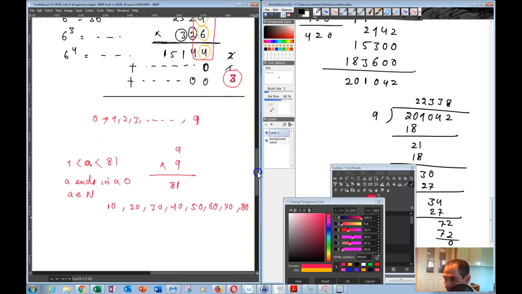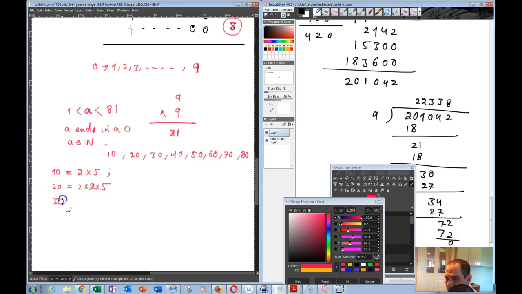So in order to get the 10 over here, so that you have a 0 in the units place, 10 is the same thing as 2 times 5. 20 is the same thing as 4 times 5, so 2 times 2 times 5. 30 is the same thing as 6 times 5, which is the same thing as basically 2 times 3 times 5. So this could actually be a candidate.